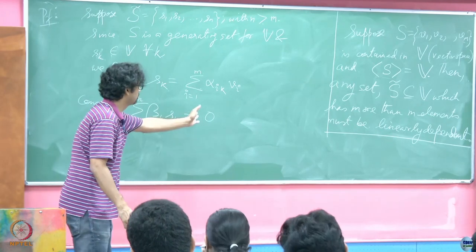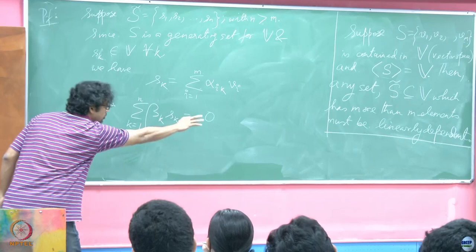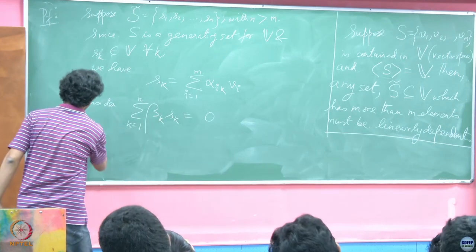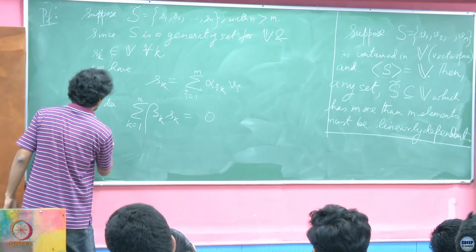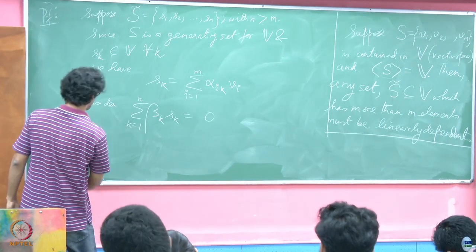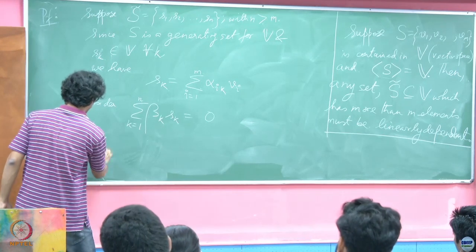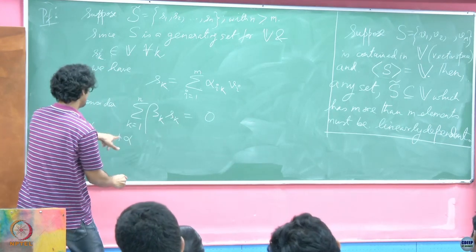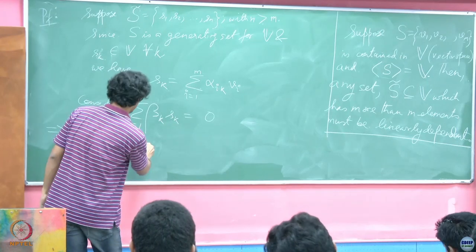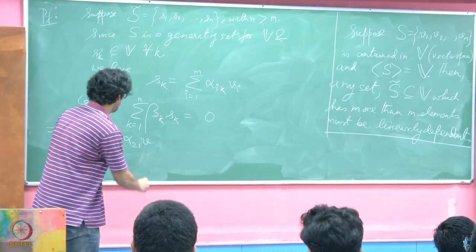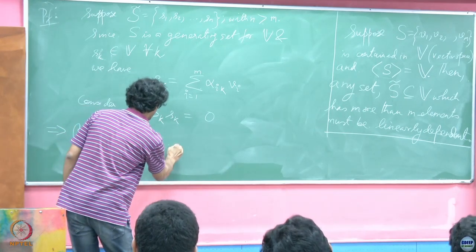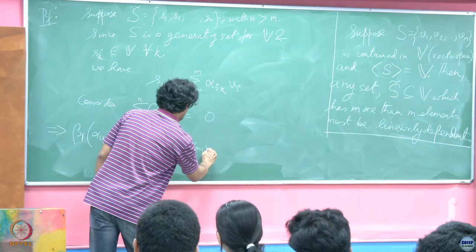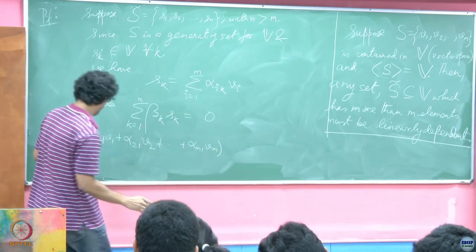Let me just write down the whole nasty thing. Let's just open this up. It's good I have space at the bottom. Let's write the expression for this opened up. So this is beta 1 times alpha 1 1 v1 plus alpha 2 1 v2 plus dot dot dot till alpha m 1 vm. I hope I have not messed up the indices.